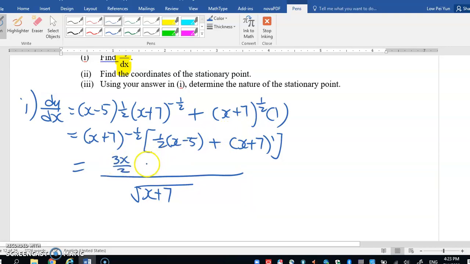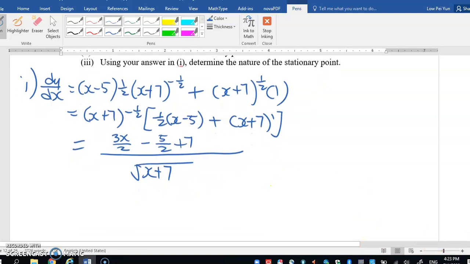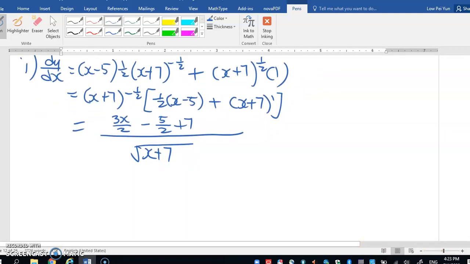And over here, I have minus 5 over 2 plus 7, which is going to give me negative 2.5 plus 7. Well, when I think of money, it's the fastest to calculate. $7 minus $2.50. Yes, I get $4.50. So I have 4.5. 4.5 is equal to 9 over 2.